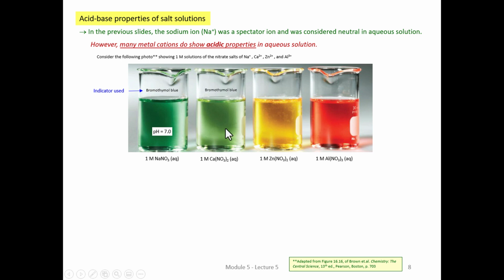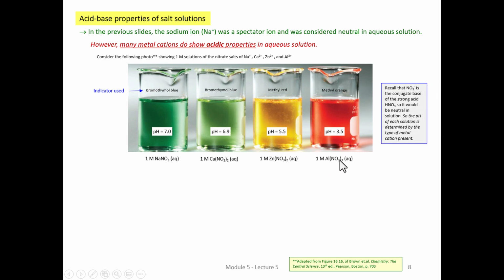In any event, the calcium nitrate solution color comes also from bromthymol blue. The pH here is barely acidic. This beaker here with zinc nitrate shows a pH of 5.5 with methyl red indicator, and this beaker with methyl orange shows a pH of 3.5 for a solution of aluminum nitrate.